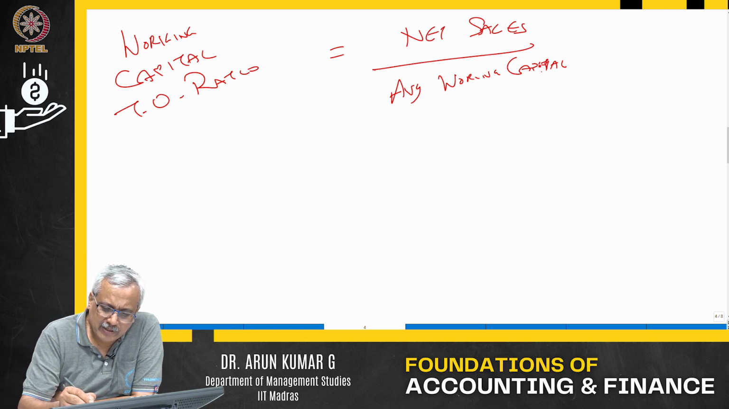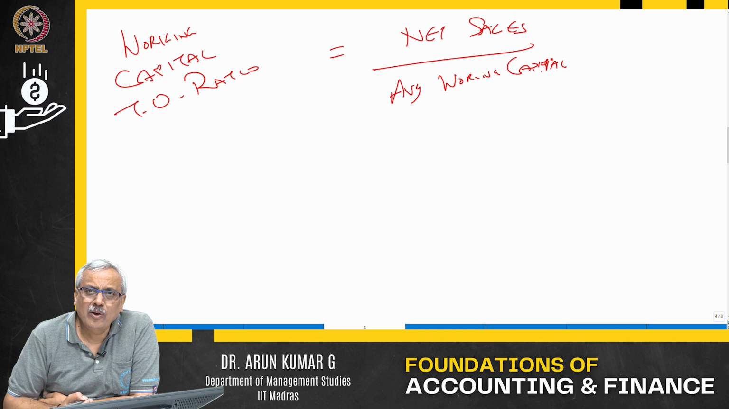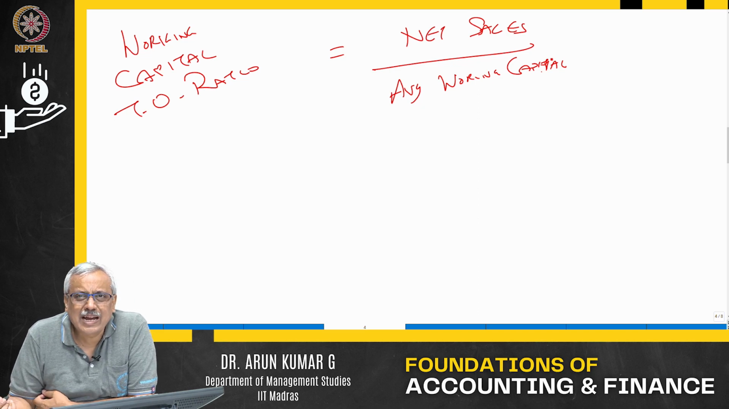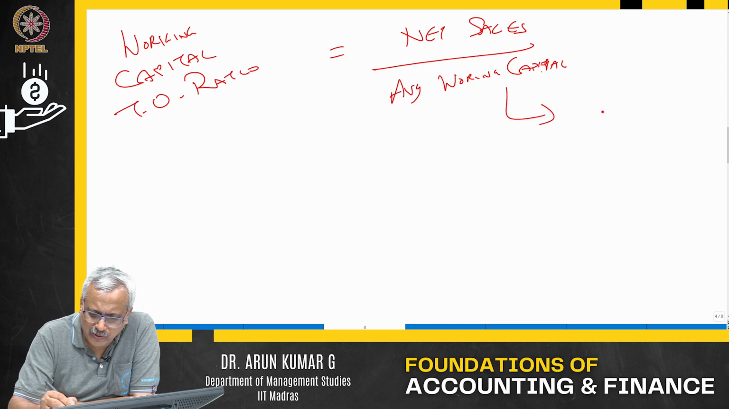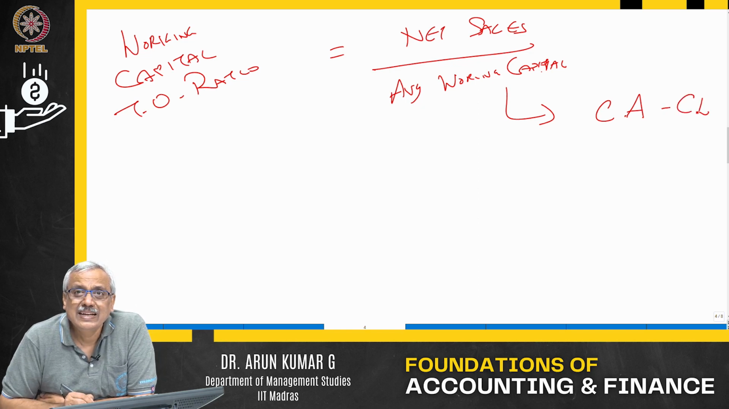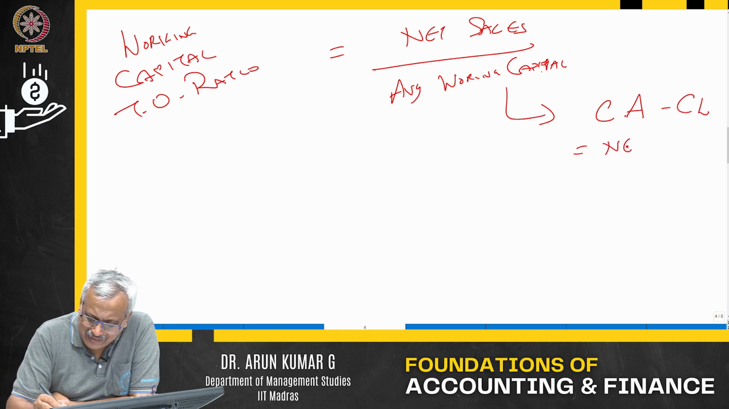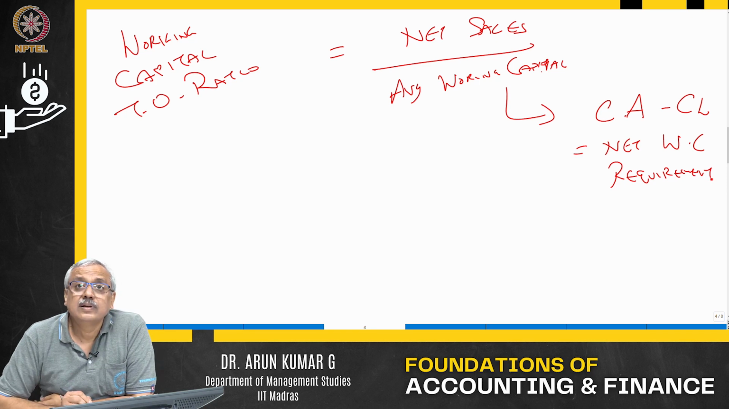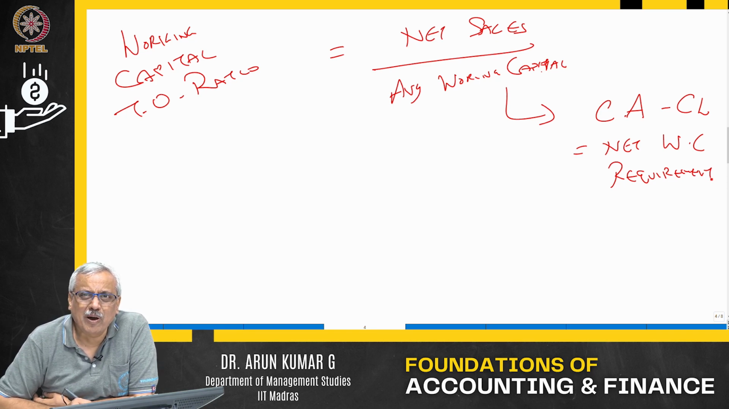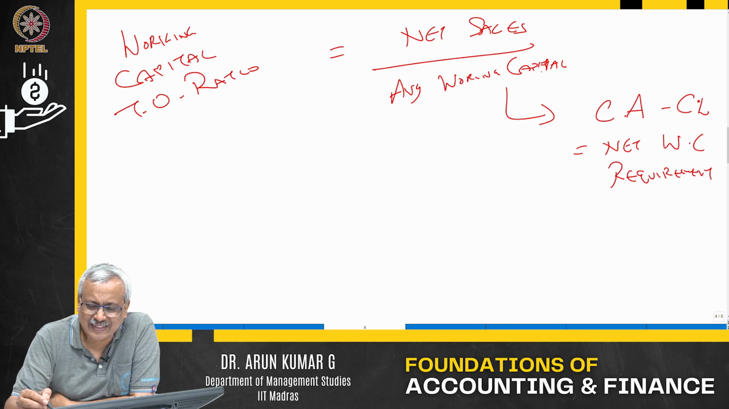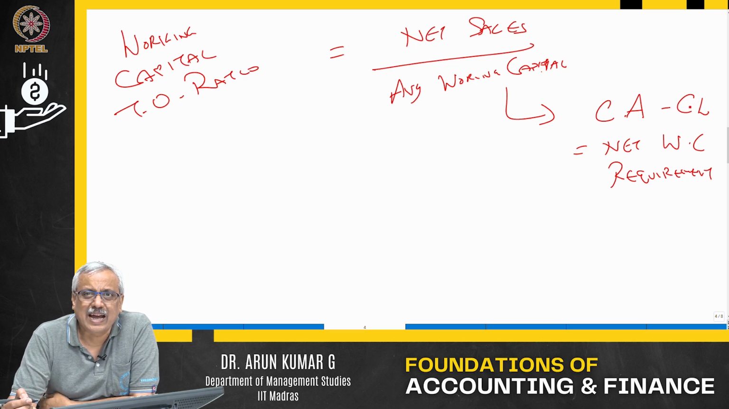Average working capital out there. Now, you know how to calculate working capital. Working capital is nothing but the current assets minus the current liabilities, which is going to give you the net working capital requirement. When I say that is the money that I am going to borrow, why is that? Let us see, part of the current assets is financed by my current liabilities.